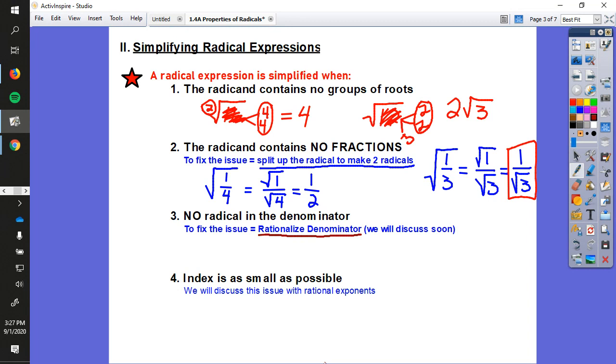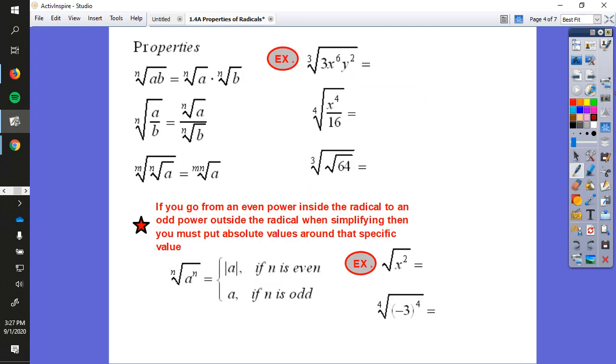Okay. The very last thing we don't do a lot with, this is a very minor thing. We'll see it, but the index needs to be as small as possible. So we'll discuss this issue with rational exponents. So it just simply means if I have an index, let's say of 4, and I don't have enough factors, like if I try to break it down and take any groups out, I don't have enough factors to take a group of 4 out. But there is a way to reduce. This is not a simplified radical, so there is a way to simplify that, and we'll look at that, and that would be reducing that index down.